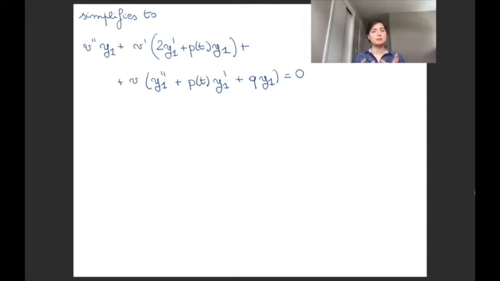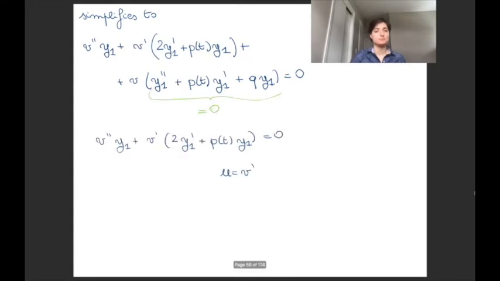But let's look a little bit more at the coefficient of v. That is exactly the ODE y1 solves. So the coefficient of v is just equal to 0 all the time. That means that we can drop that coefficient and we get to an easier ODE that is v second y1 plus v prime, something that depends on y1 and p.